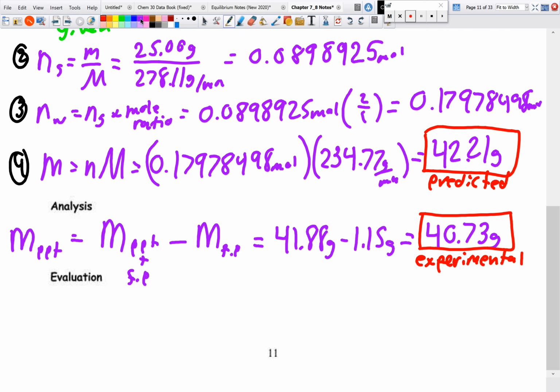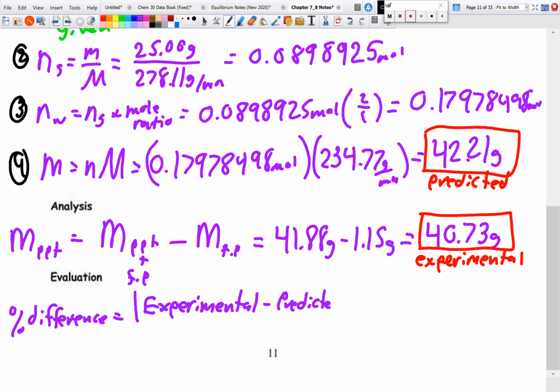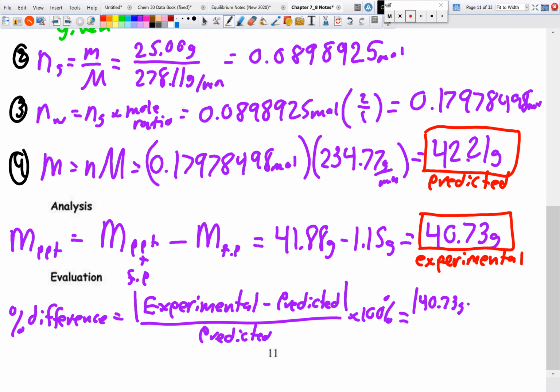Now, of course, remember our evaluation, this is also a new one, where percent difference is equal to the absolute value of our experimental minus our predicted, all over our predicted, times 100%. And of course, putting that in, that means we have 40.73 grams minus 42.21 grams, all over 42.21 grams, times 100%.